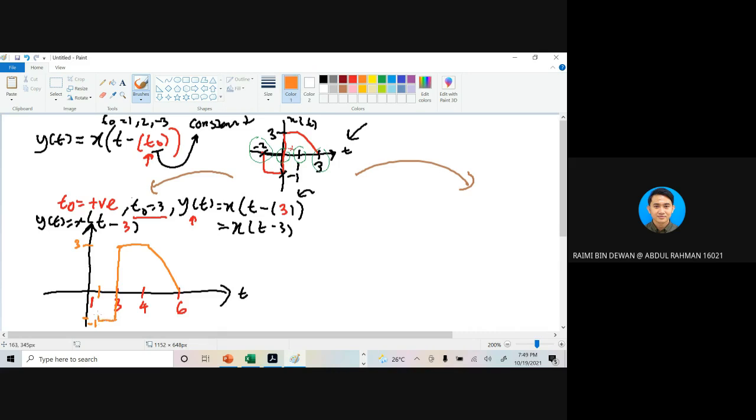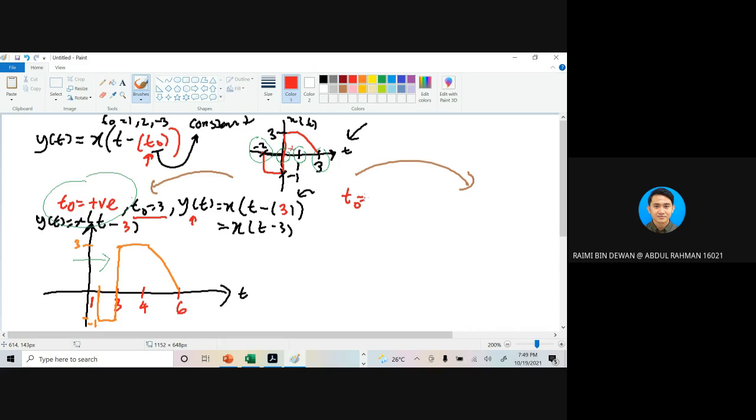Just follow. So this is what happened. Can you see? When you have t positive, your signal will be time delayed, and also it will be shifted to the right. Now we consider the next case, which is when your t is negative.